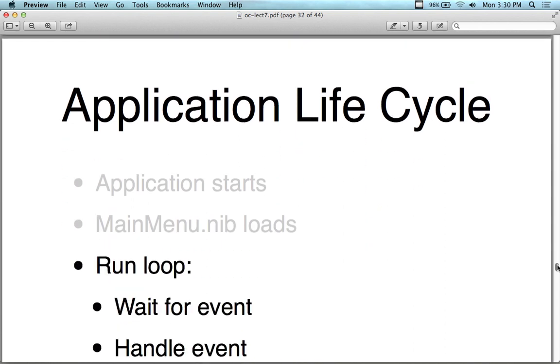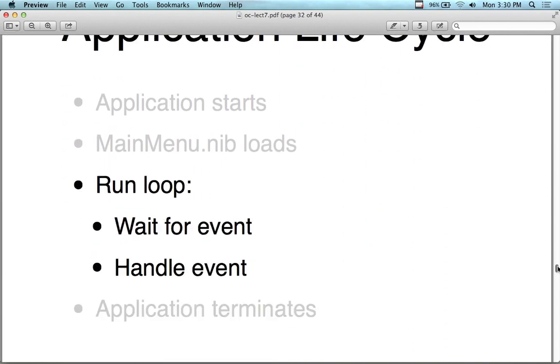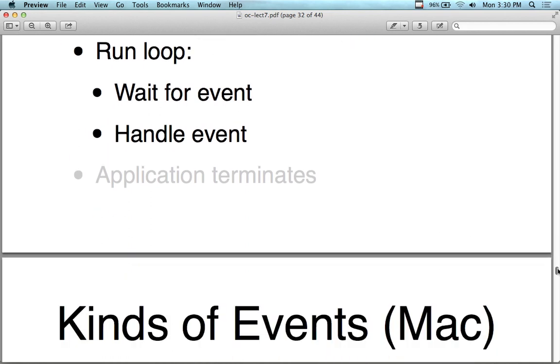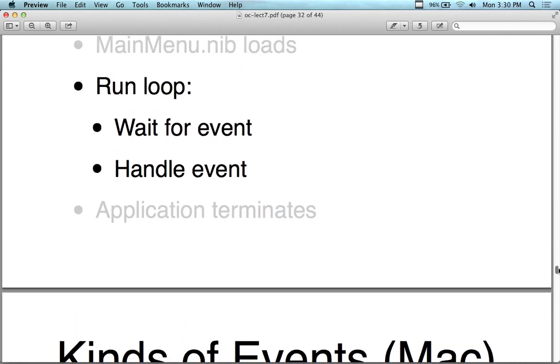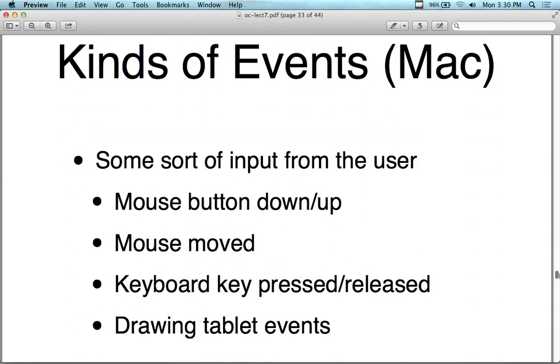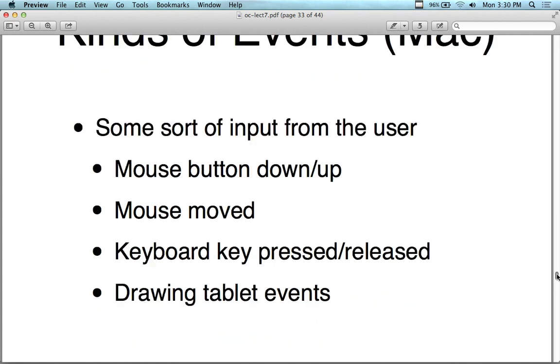So the application lifecycle, we have this run loop, which is very similar to iOS. In fact, I don't know if it's in this lecture, but it will be. I think it probably is actually towards the end. Waiting for an event and then handling an event. In the old days, you used to call it a state machine or an endless loop. So you load up the main screen or the main application window, and then it just sits there and waits, and then it responds to these events as the events occur. So some sort of input from the user, a mouse up, a mouse down, a mouse move, keyboard press, release, drawing tablet events, or something of that nature. And then on Cocoa Touch, we have all the touch and the gestures that occur.